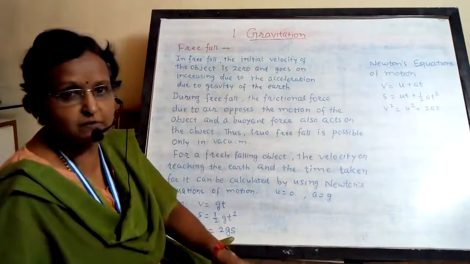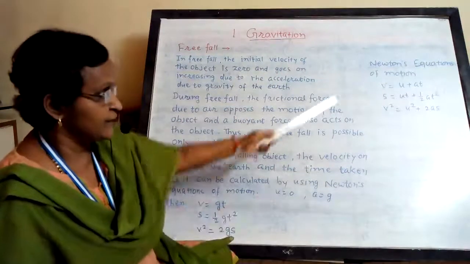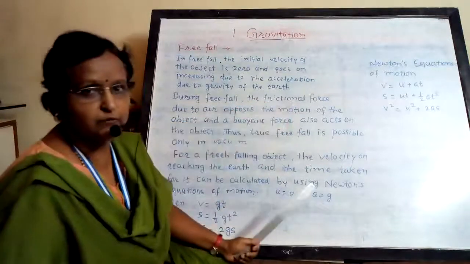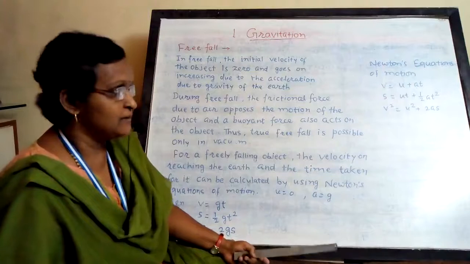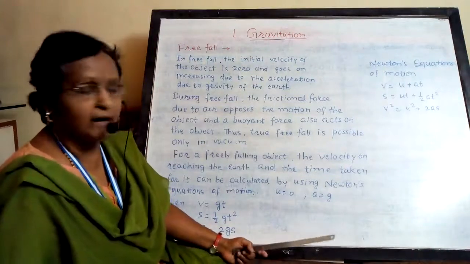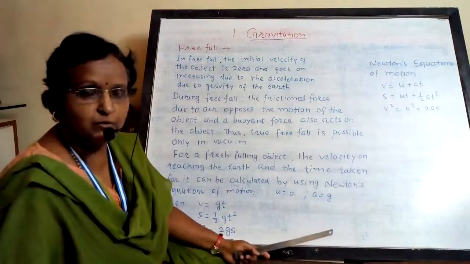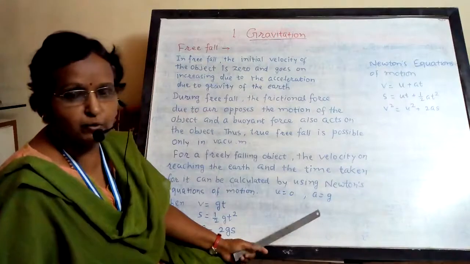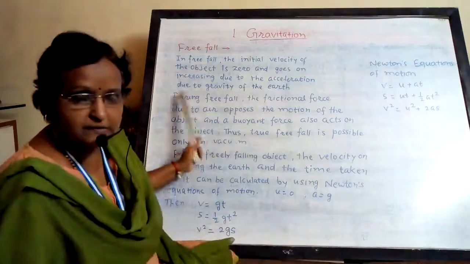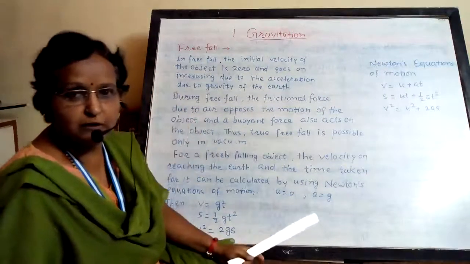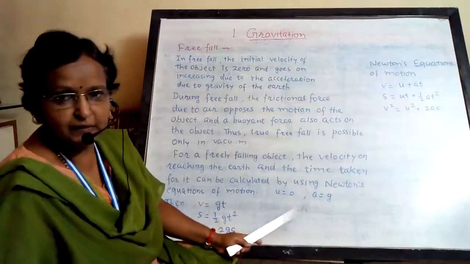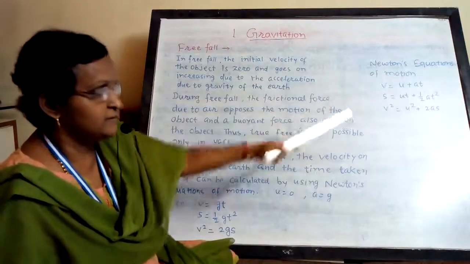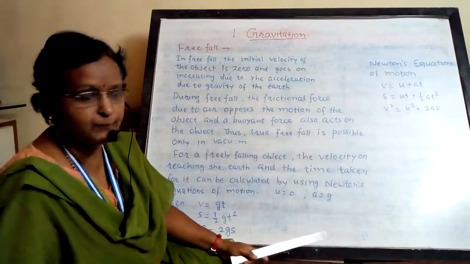Newton's equations of motion we studied last year. That is, the first equation is v = u + at, the second is s = ut + (1/2)at², and the third is v² = u² + 2as. Now just now I have told you u = 0. The initial velocity of the object is 0. So in all these equations u becomes 0.